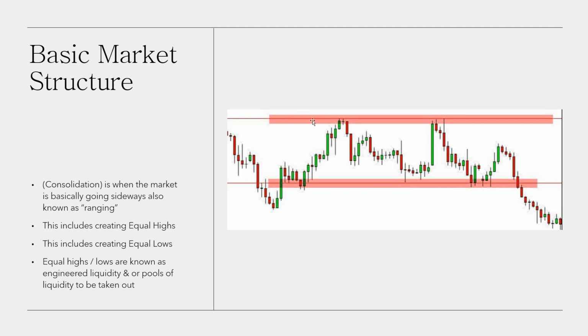So here I am showing you what consolidation looks like. You're basically going sideways, and also you're creating equal highs and equal lows. Equal highs are basically two highs that are formed at the same exact price level. Equal lows are basically lows that are formed around or near the same exact price levels. You see how these candles pretty much almost line up exactly at the same level. Same thing with these highs. These are known as equal highs and equal lows.